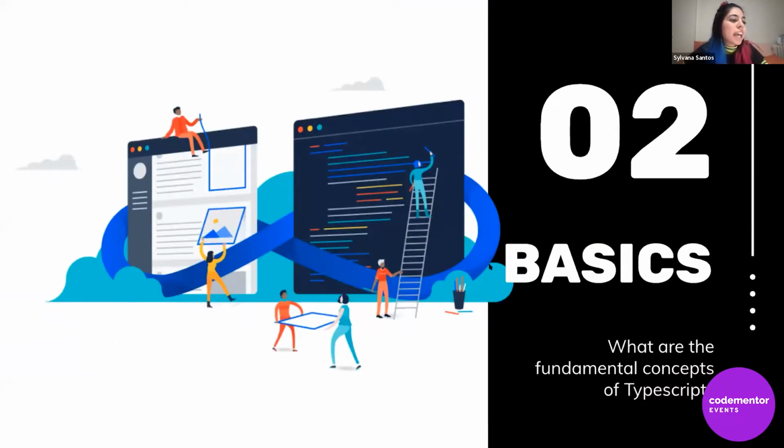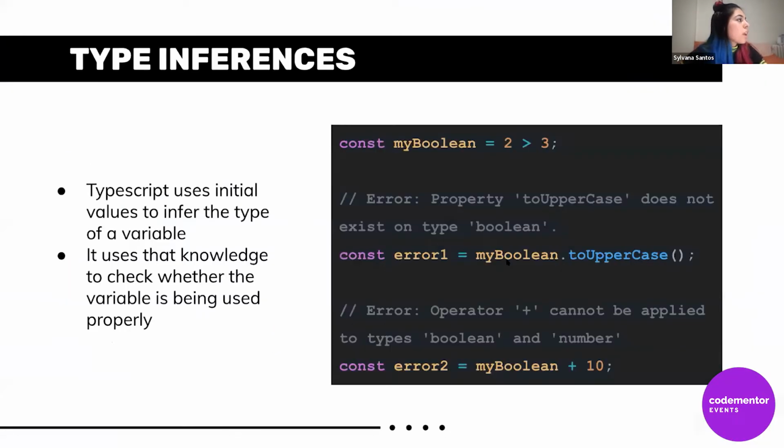So we're going to get into the fundamental concepts of TypeScript. So TypeScript is really smart. It can use the initial values of your variables to infer the types for that variable. And then it uses that knowledge to determine whether or not you're using your variable properly. So let's look at this example. So I've set up this constant called myBoolean, and its value in this case is false, right? Because 2 is not greater than 3.